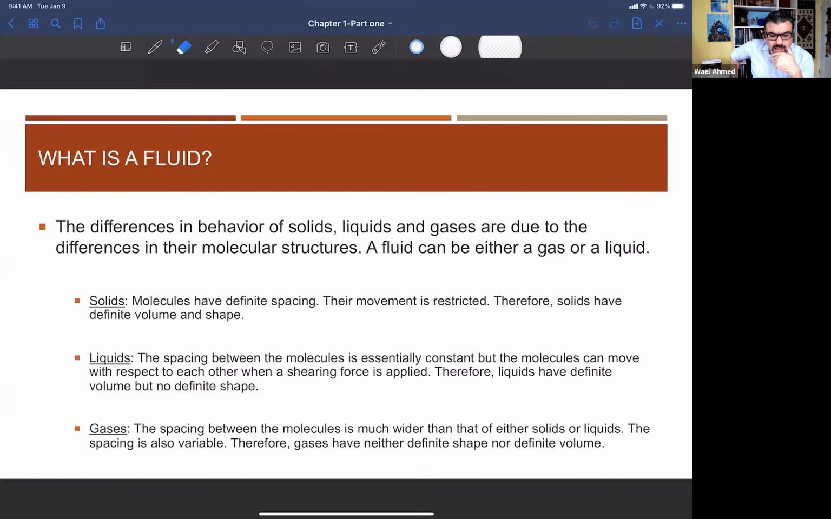Gases are on the other side: the forces are much lower, so the particles have very low forces between them. And that's why gases will spread all over the space, right? If you put gas in a room, the gas will try to spread all over the room. So it's not going to take a certain volume or a certain shape, but it will fill the whole room. This is just a very simple definition of fluids and gases.